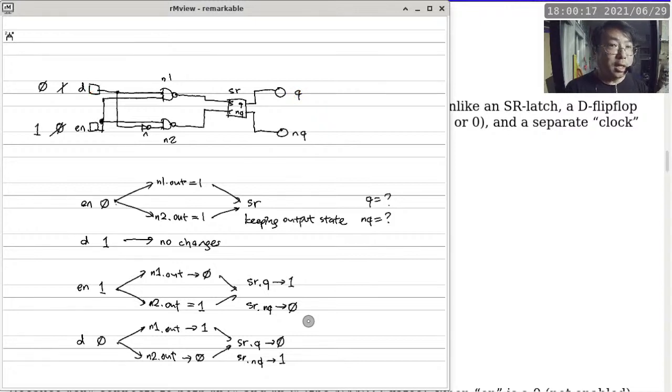On the other hand, if EN is a 0, then whatever D is not going to change the configuration of the SR latch, because when EN is a 0, N1 and N2 are both going to output 1s, but when an SR latch is seeing 1s for its inputs, it will just simply maintain its current state. It's not going to change Q or NQ to a different state.